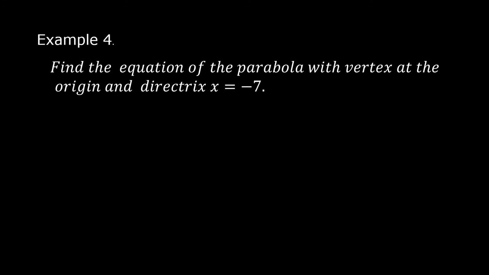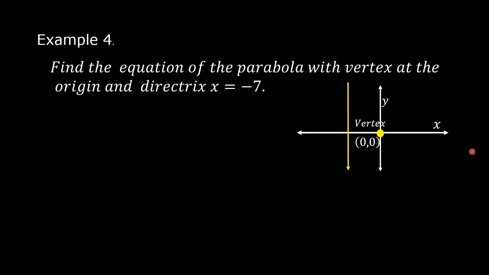Example number 4. Find the equation of the parabola with the vertex at the origin and directrix x is equal to negative 7. Let us say this is the y-axis and this is the x-axis. This is the point of origin. It is the vertex of the parabola. It has coordinates 0, 0. This is the directrix. According to the problem, the equation of the directrix is x is equal to negative 7.